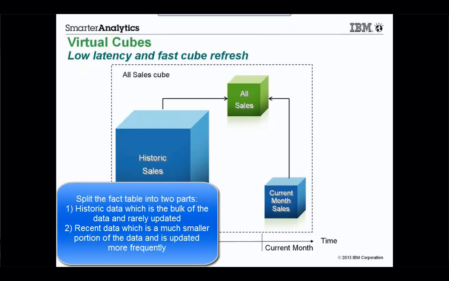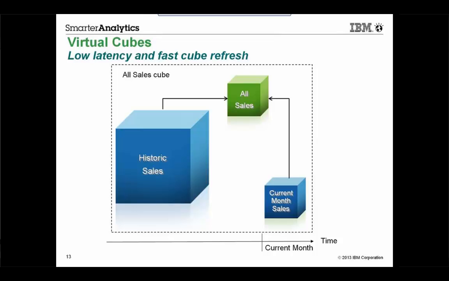One is historic data, much larger, and the other is recent data, much smaller, and is updated more frequently. So any queries that come in at the top, at the all sales virtual cube level, query performance is greatly improved and latency is reduced because your historic cube, because it's updated less frequently, let's say monthly, you can keep the data cache, the in-memory aggregates, the database aggregates, all up and running and just as they are, warm and ready to go. And with the recent cube being much smaller and having much faster refresh times, it can be refreshed more often, maybe even nightly.